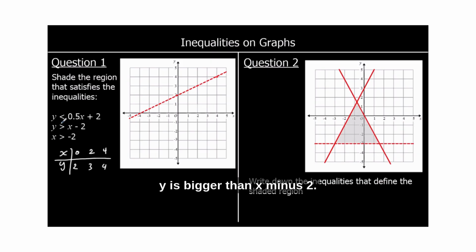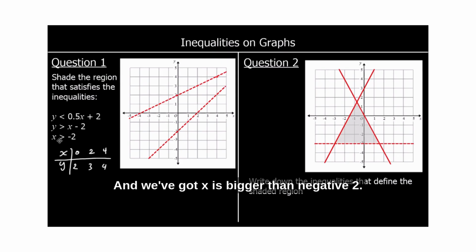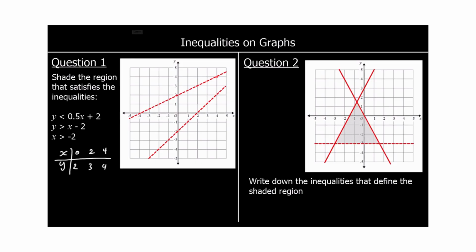For the second one, y is bigger than x minus 2. So we're going to have a y-intercept of negative 2 and a gradient of 1. So for every one it goes across, it goes up 1. So let's draw that on. And again, it's a dotted line, because it cannot be equal. And we've got x is bigger than negative 2. So x equals negative 2 is here. And again, let's change that to a dotted line.